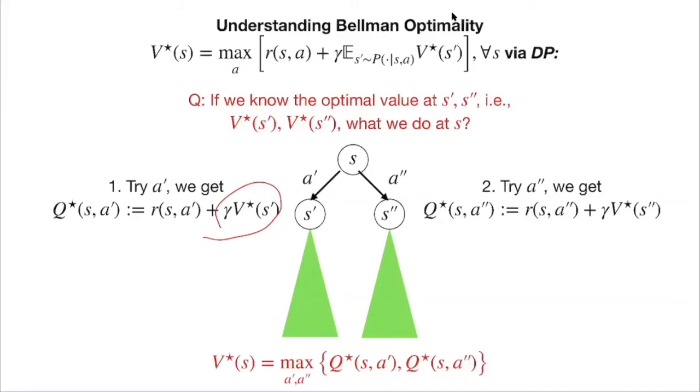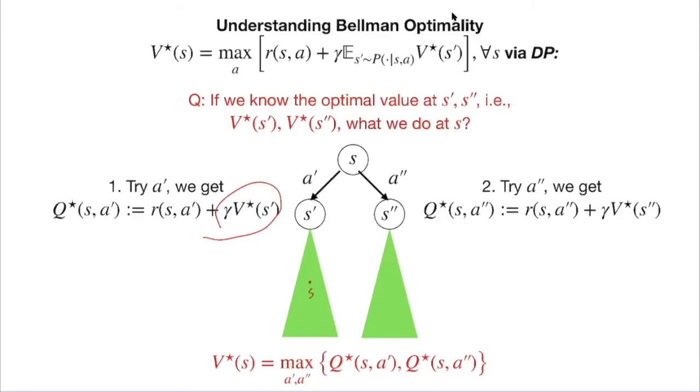What happens in the case of a loop? Because now V star S, if I go back to S, V star S hasn't been defined yet, and I'm sort of recursing on myself. Oh, you see, inside this green tree, I get to another S. Yeah, so that's a good question.